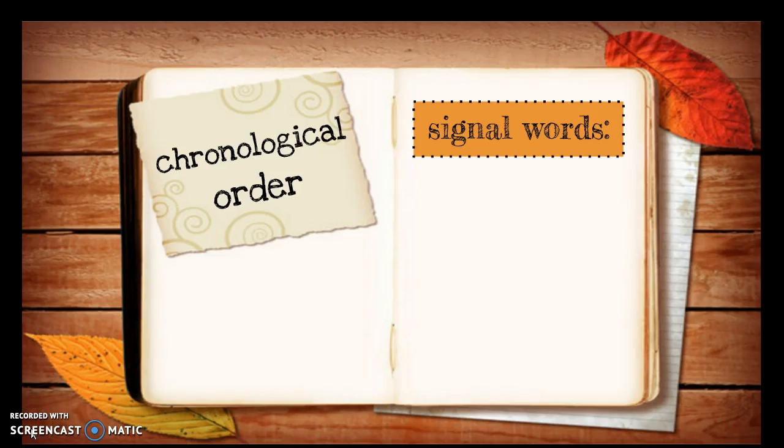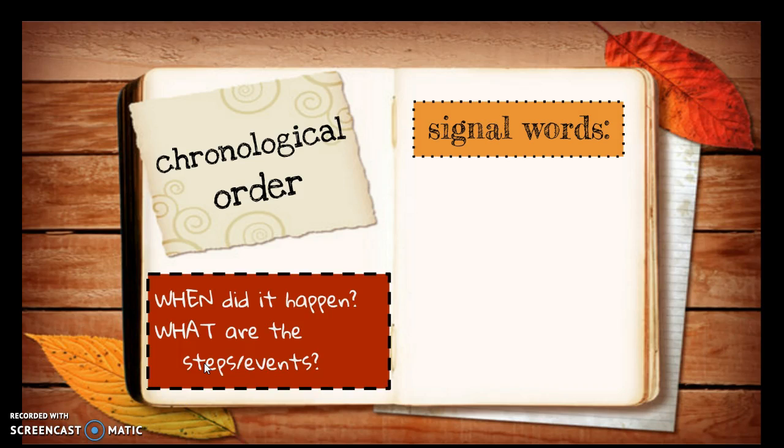The fourth text structure is chronological order, also known as time order. This is probably the one I think you would be the most familiar with. Some of the questions we look at when we identify the text structure would be: when did events happen? Or what are the steps or events in the order that they happened?